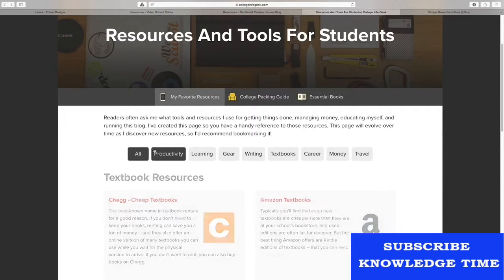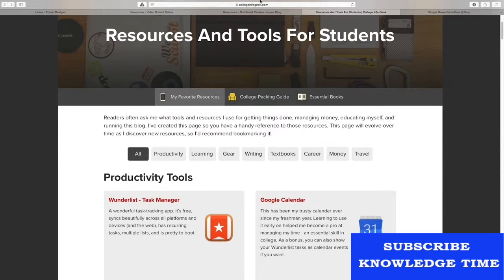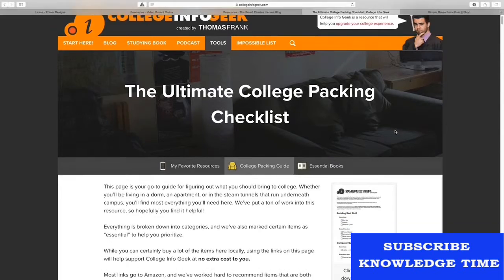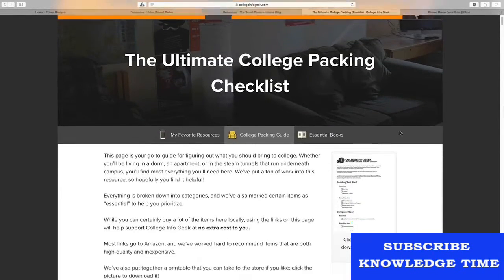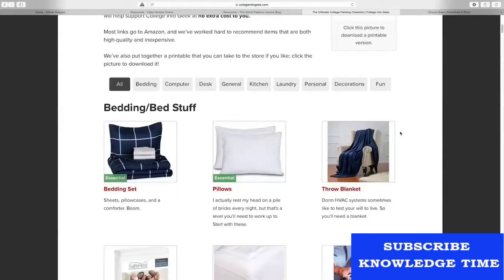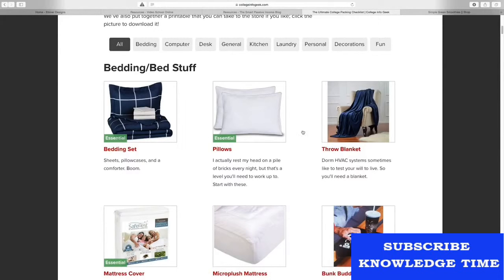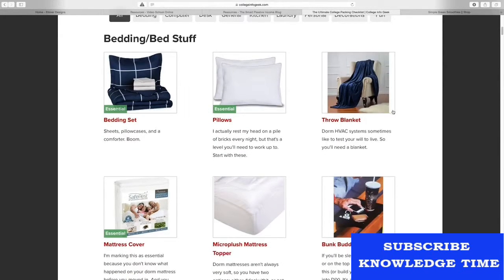He also has different types of resources. So similar to what Pat Flynn has with the entrepreneurial journey, Thomas Frank has the college packing guide. So for people who are going to college, he has this packing guide, and he's able to link out to all of this stuff that I'm sure he's an affiliate for and making money as an affiliate for.